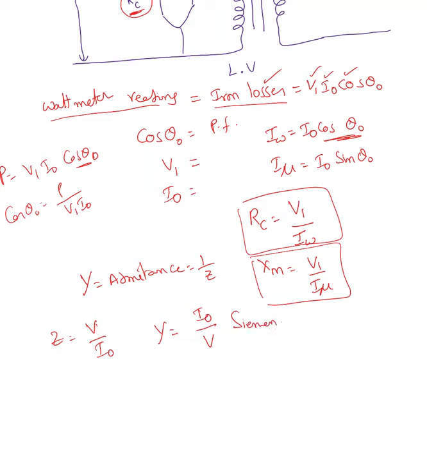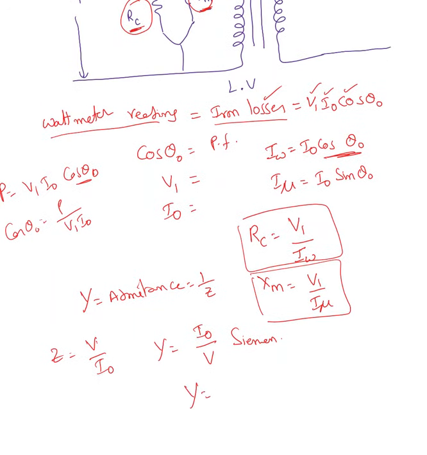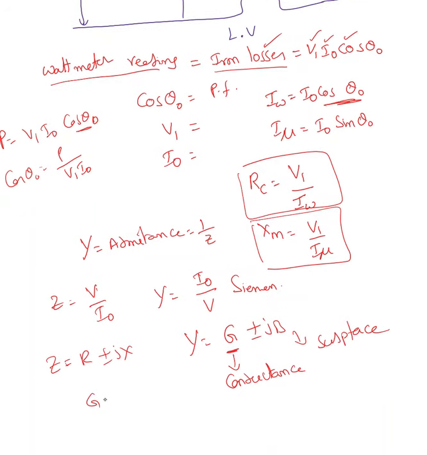Okay, now I have Y. I need to find RC and XM. So Y equal to G plus or minus JB, where G is the conductance. This is called conductance and this is called susceptance. Both of them are in Siemens. Same as we have Z equal to R plus or minus JX. So G is nothing but 1 over R, and B is 1 over X.